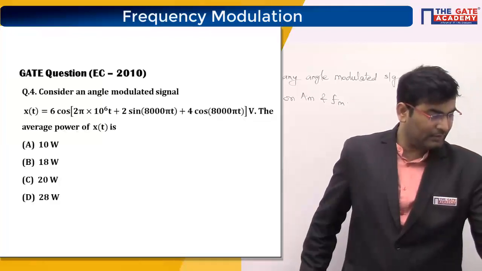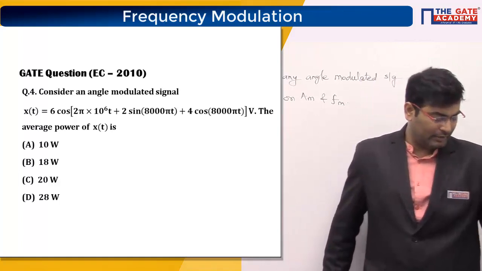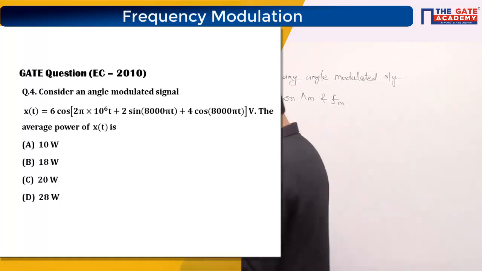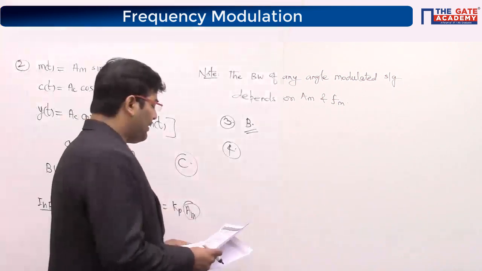Question number 4, guys. Easy question. Question number 3, answer is B, in case someone missed the last session. Question number 4, what is the answer? Option B. It's a simple question on carrier power only.